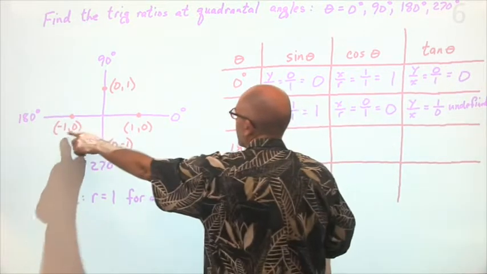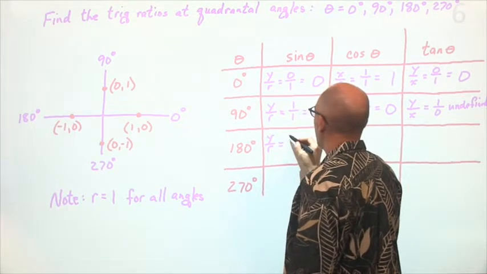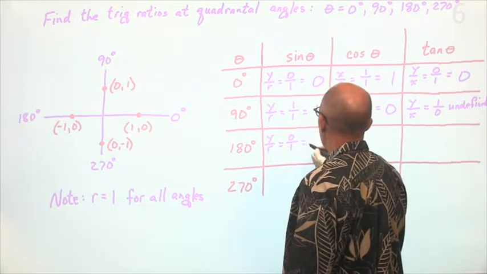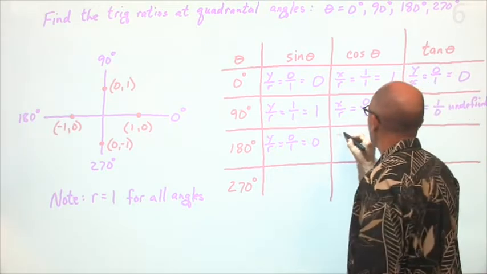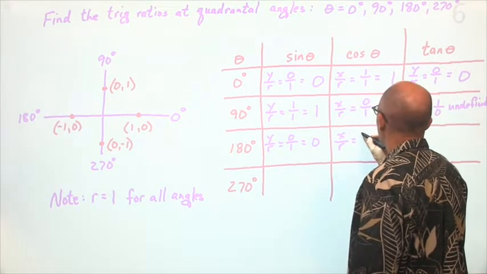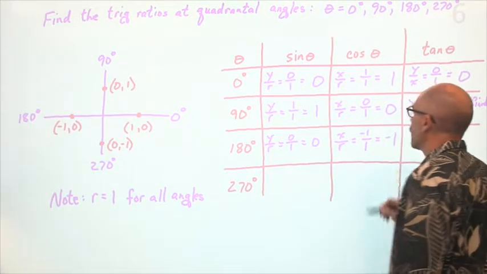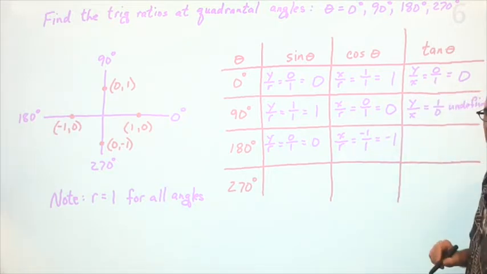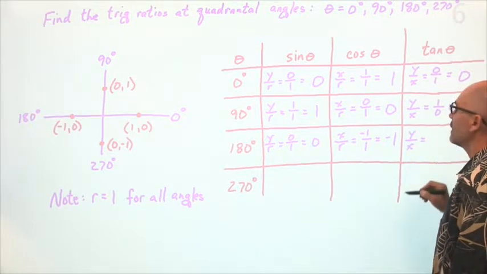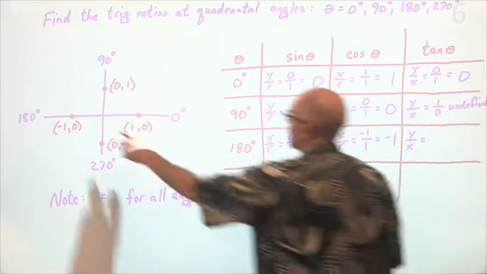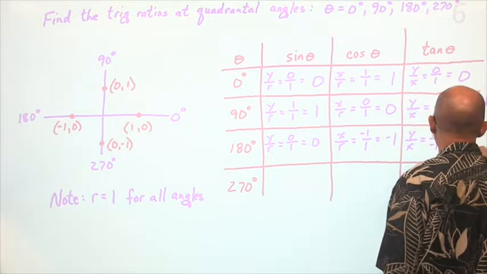Now, what about 180? Sine is y over r. At 180, the y value is 0, and so sine of 180 is 0. Then cosine of 180, x over r. The x value is -1, and the r value is 1, so cosine of 180 is -1. Tangent of 180 is y over x. That's 0 over -1, which equals 0.